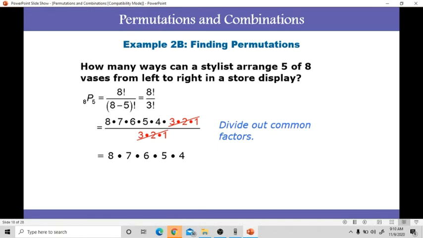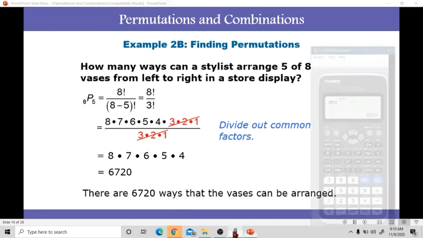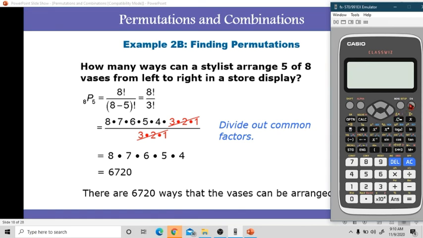Then, yung 3 factorial is equal to 3 times 2 times 1. Cancel out 3 times 2 times 1. It will be 8 times 7 times 6 times 5 times 4. Then it is equal to 6,720. There are 6,720 ways that the vases can be arranged. We can use calculator to find 8 taken 5 at a time. Okay? 8P5 equals 6,720.